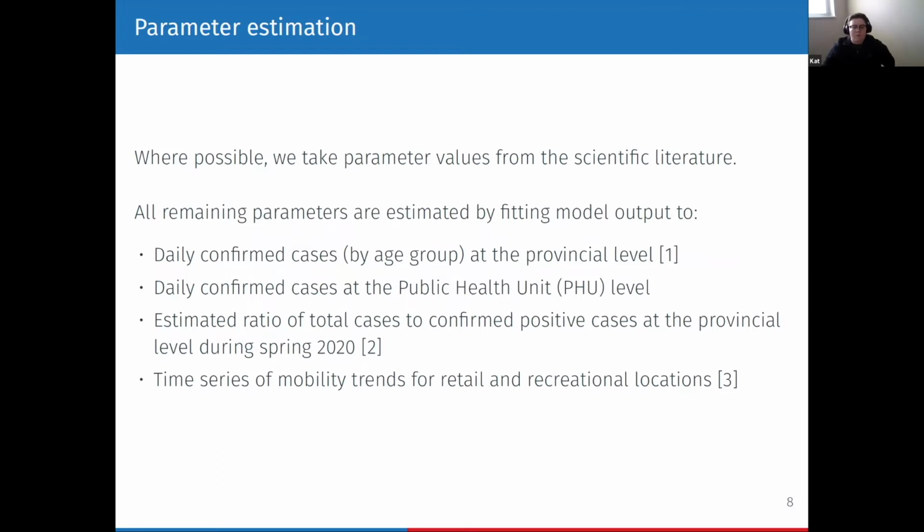We have a lot of Public Health Ontario data that we're using to inform the model: daily confirmed cases broken down by age group at the provincial level, daily confirmed cases at the public health unit level, as well as estimates of the total cases to confirmed positive cases ratio at the province last spring. This is included in our fitting just because we know that at the time our testing capacity was much lower than it is now. So there were probably at the time a lot of cases that were not reported in our totals that were actually circulating in the population, particularly amongst people that would be asymptomatic that wouldn't have been tested at the time. And the final thing that we are incorporating in the model is, of course, that Google mobility data that we're using as our proxy for voluntary distancing.